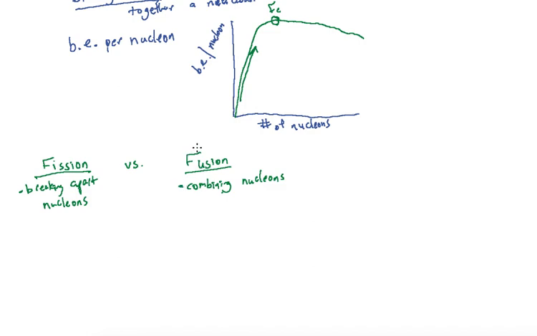Fusion would be like if I took two helium atoms or two hydrogen atoms and I stuck the two protons together and made a helium atom. And so this is what happens in stars. This is where they start combining it. So stars do this side here, and they work up towards iron.